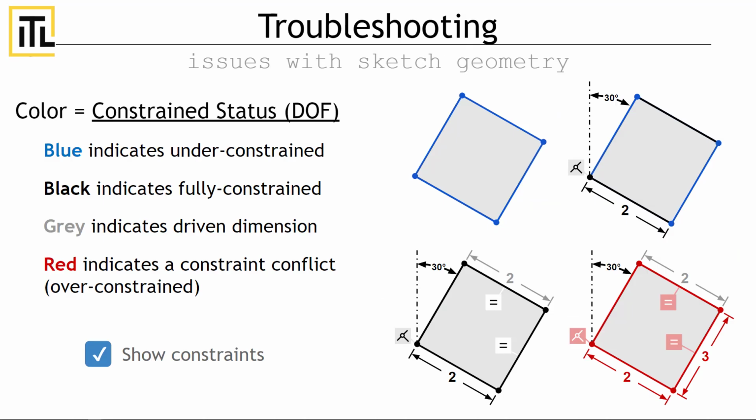Next, pay attention to the colors that Onshape is showing you. Blue designates under-constrained things that have degrees of freedom remaining that need to be constrained. Black designates a fully constrained feature, and red means that you have over-constrained your feature.